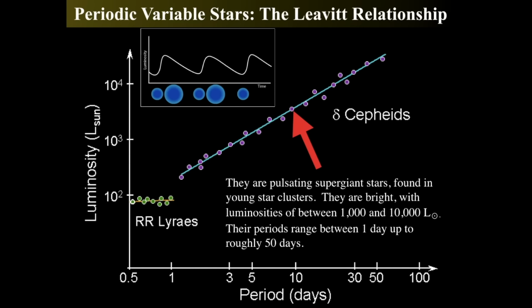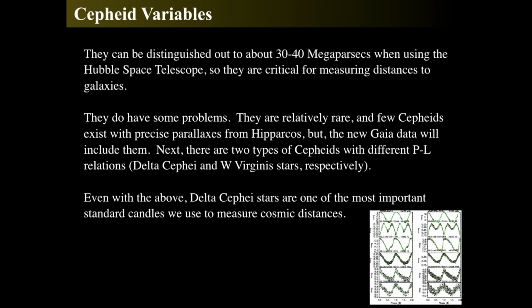And so she discovered that they have a particular profile that differs from the RR Lyraes, and so you could calibrate the delta Cepheid luminosity period relationship. And individual ones, because of their brightness, can be distinguished out to almost 120 million light years using the Hubble Space Telescope. But the problem is that Cepheid variables are rare. And as rare things, there's very few Cepheids that are nearby, so it's very difficult to get their parallax.